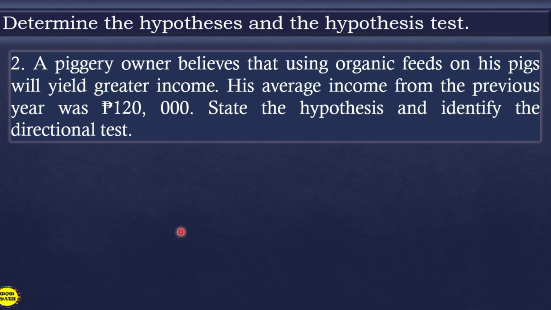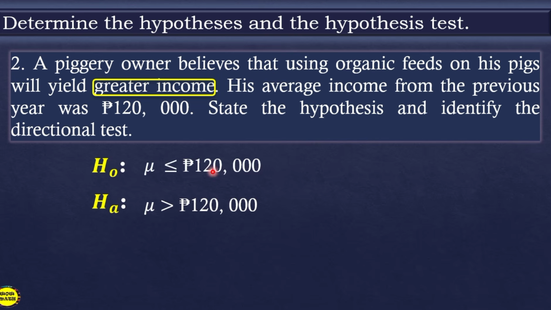A piggery owner believes that using organic feeds on his pigs will yield greater income. So his average income from this previous year was 120,000 pesos. State the hypothesis and identify the directional test. So, ano yung claim natin dito? So, yung claim natin ay greater than, so greater income, and that is 120,000. So, kapag greater, ibig sabihin, under siya sa alternative hypothesis natin. So, greater. So, anong symbol ang gagamitin natin kapag greater? That is greater than. Okay?